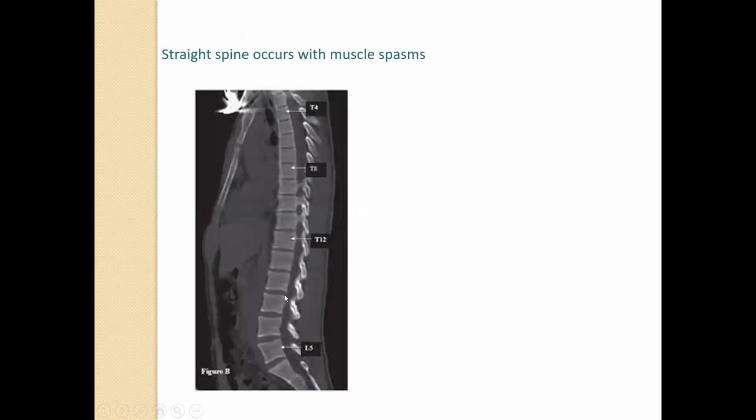And this MRI picture shows a straight spine. You can see there is almost no thoracic curvature in this spine. This is due to back muscle spasms. You will encounter similar X-ray pictures in patients with back muscle spasms. So you will be able to identify those patients with clinical examination and with the help of X-rays.